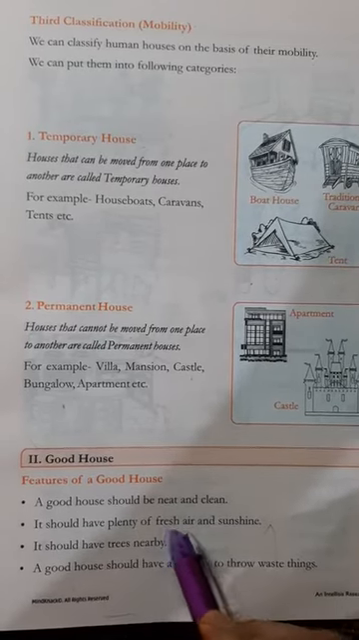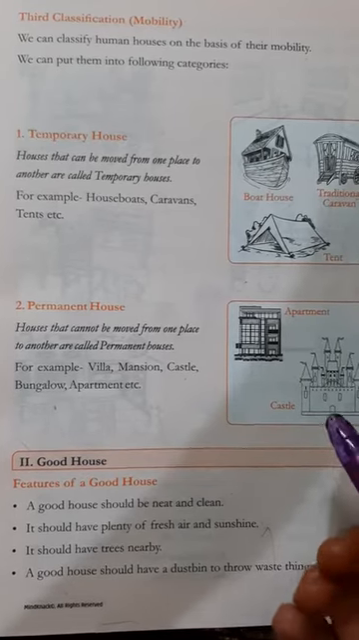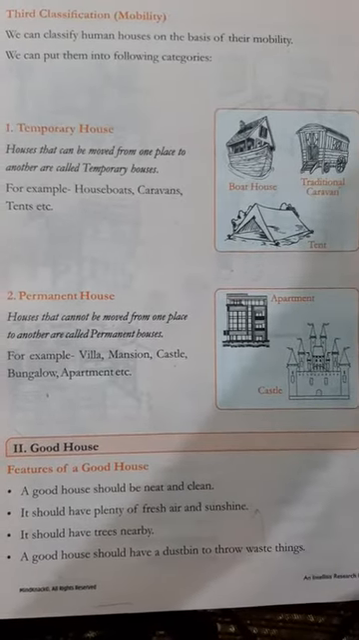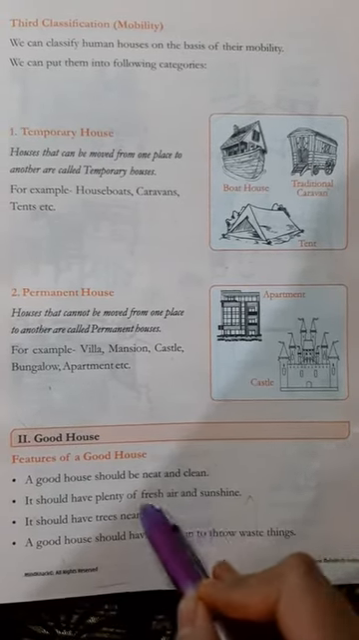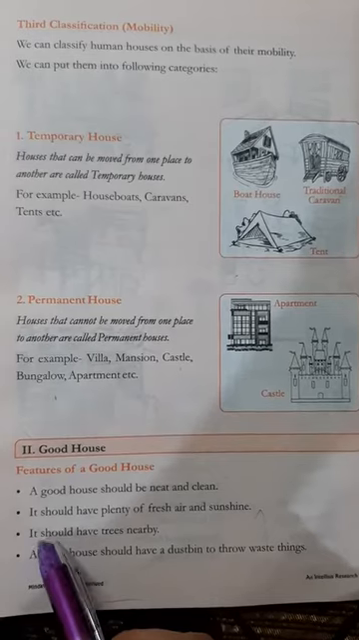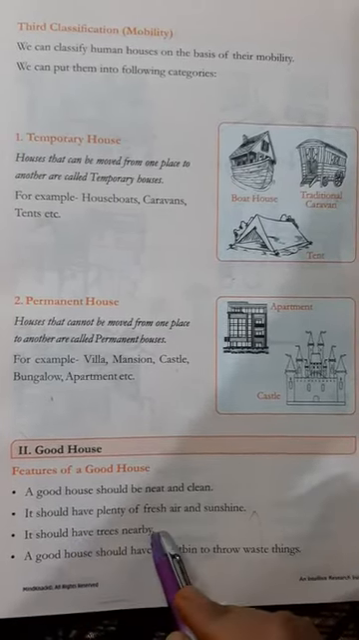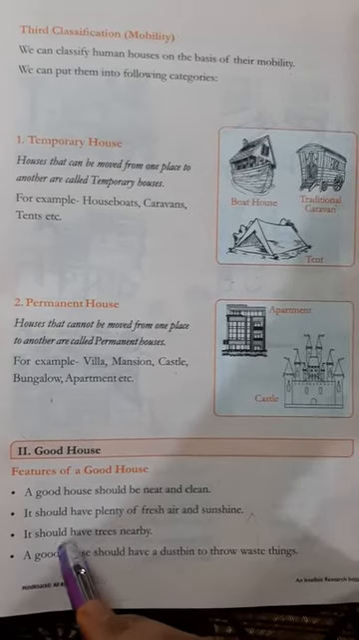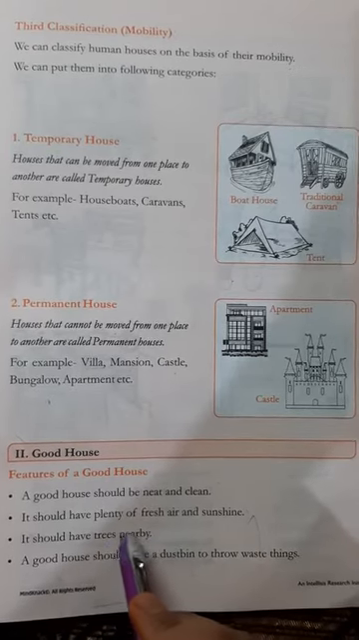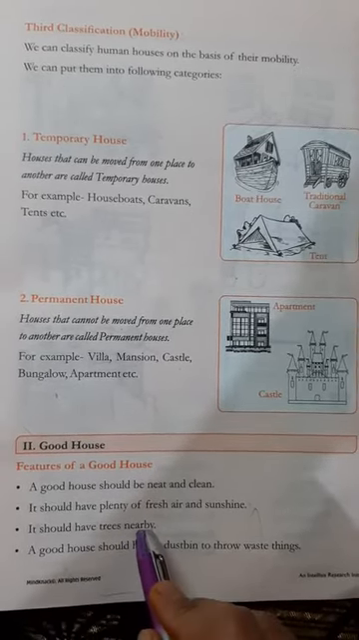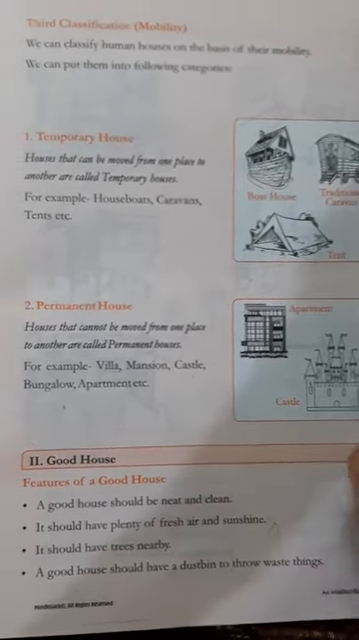How is it possible? If that type of house has a lot of doors and windows that allow the sunshine to get in. It must have ventilators that allow the fresh air to pass in. It should have trees nearby. Trees help to clean the environment. They make the environment clean and green. A good house should have a dustbin to throw waste things.